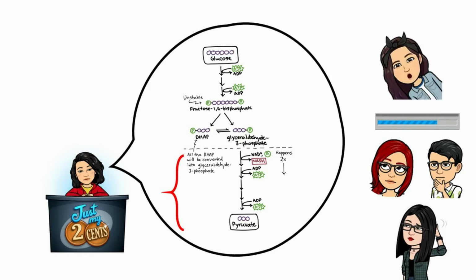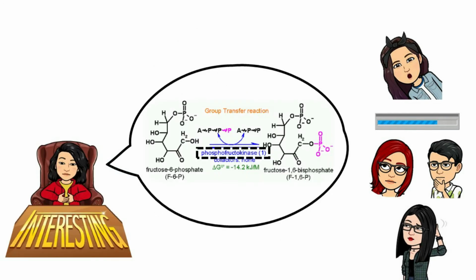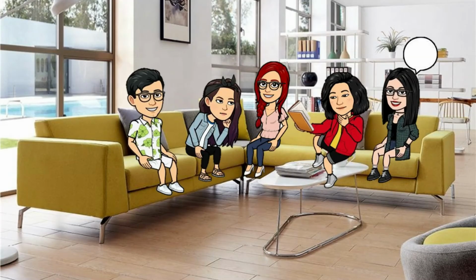Oh, by the way, does this reaction require enzyme? Yep. The most important enzyme for regulation of glycolysis is phosphofructokinase, which catalyzes formation of the unstable 2-phosphate sugar molecule, fructose 1,6-bisphosphate. I get it now.